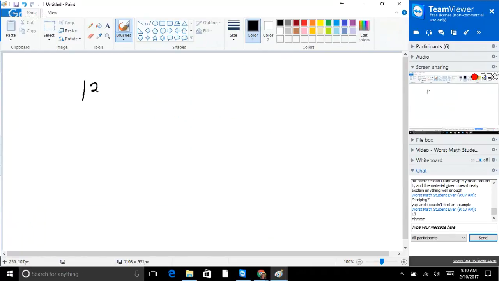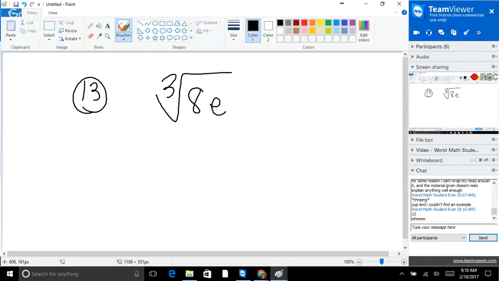All right, cool. Number 13 will be the cube root of 8e to the 9x power, right? So first of all, let's break it up into 2. The cube root of 8 times the cube root of e to the 9x power, okay? And then we need to remember that, okay, I don't think the cube root of 8 is a thing, is it? Oh no, I think it is. Is it 2? 2 times 2? Yeah, it's 2. So the cube root of 8 is 2.